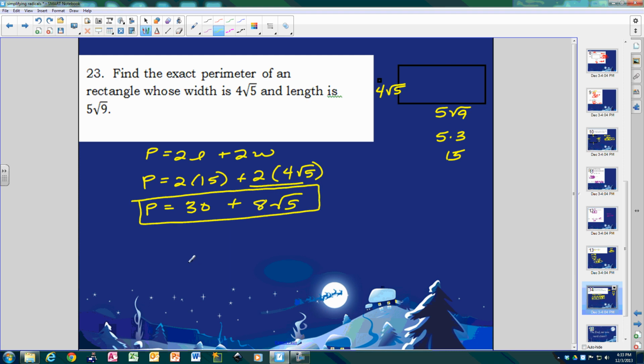So there's your exact perimeter of a rectangle whose width is 4 square root of 5 and whose length is 5 square root of 9 or 15.